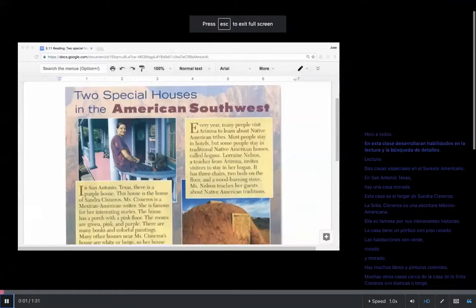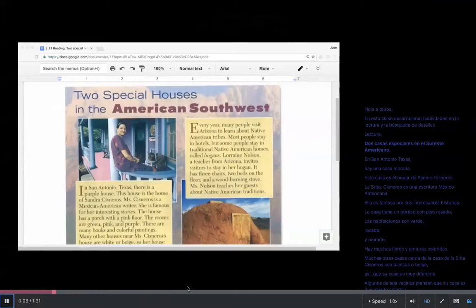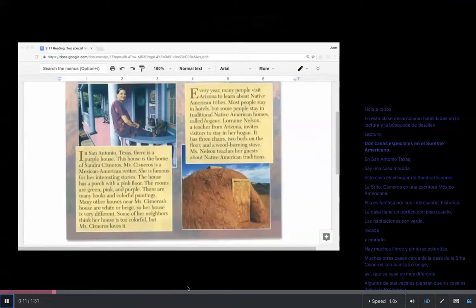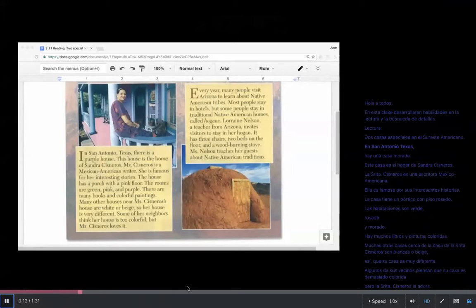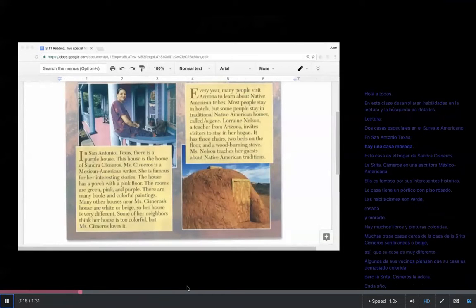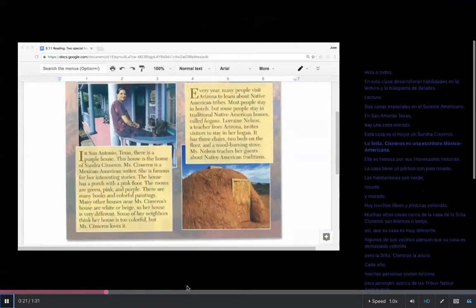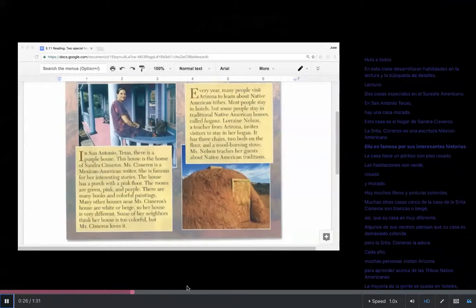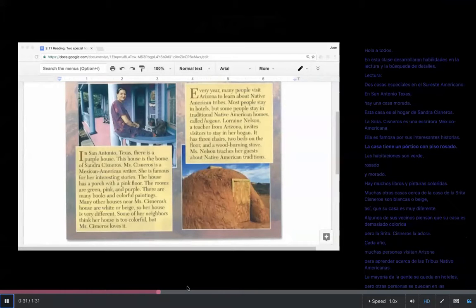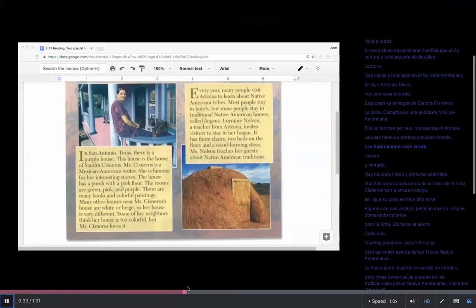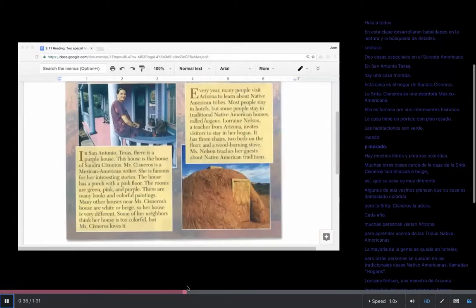Okay. Everyone, in this class, you'll develop skills in scanning and reading for details. Reading. Two special houses in the American Southwest. In San Antonio, Texas, there is a purple house. This house is the home of Sandra Cisneros. Ms. Cisneros is a Mexican-American writer. She is famous for her interesting stories. The house has a porch with a pink floor. The rooms are green, pink, and purple.